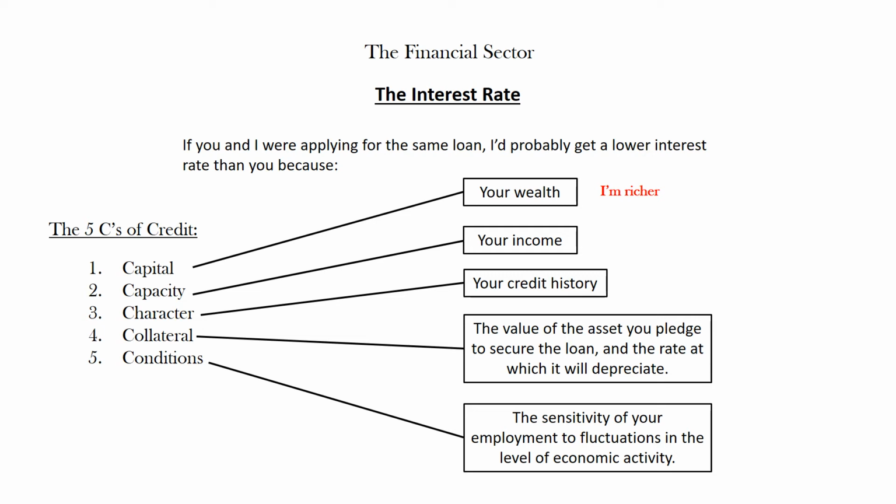But I'm guessing I am because I've lived a lot longer than you, and I've had an opportunity over these many, many years to acquire lots of assets. And therefore, because I have more assets that I could sell off in an emergency in order to pay the loan off, then I am considered a lower risk.